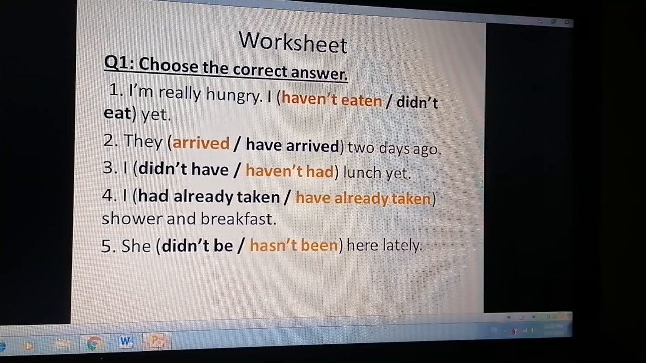You have five sentences. You must read each sentence carefully and decide if the sentence is simple past, you must choose verb past. If the sentence is in present perfect, you must choose have or has plus past participle.